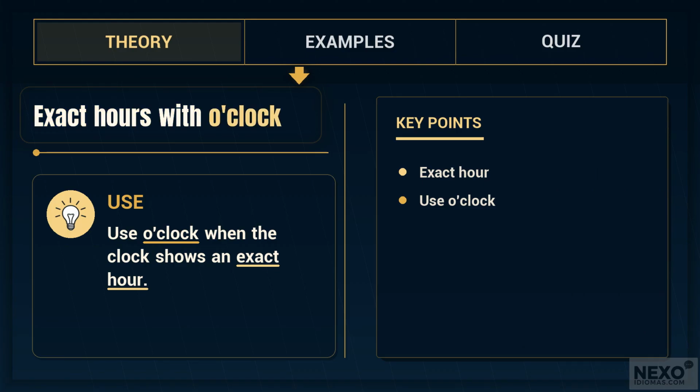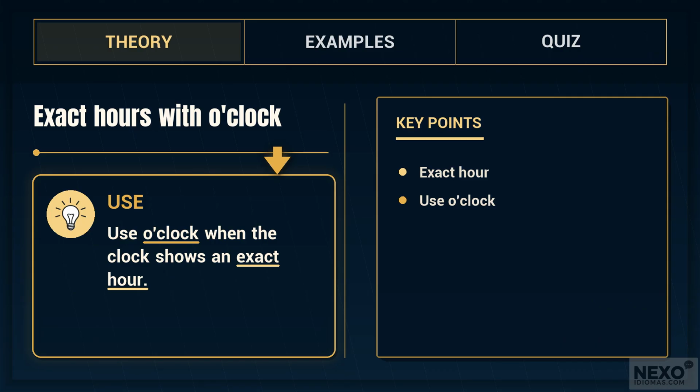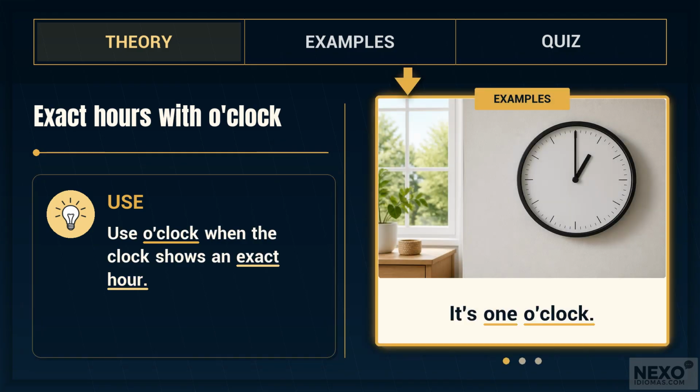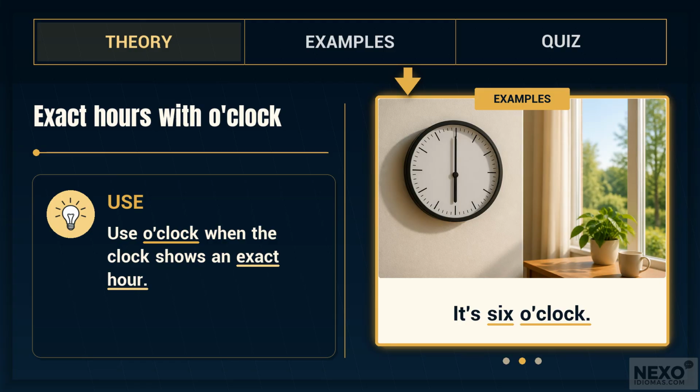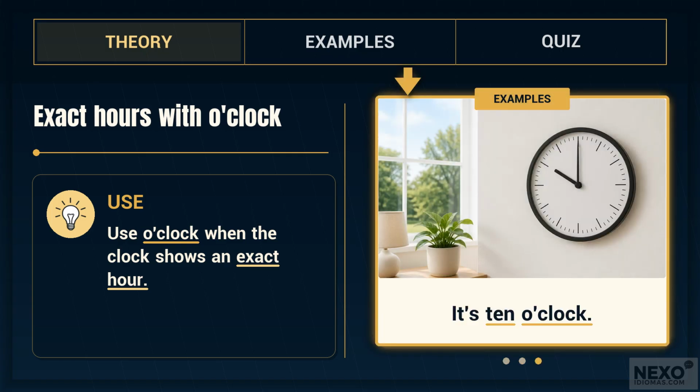Exact hours with o'clock. Use o'clock when the clock shows an exact hour. Example. It's 1 o'clock. Example. It's 6 o'clock. Example. It's 10 o'clock.